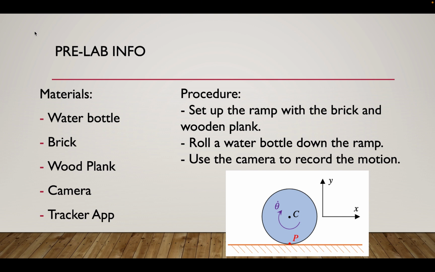So, procedure: setting up the ramp with the brick and wooden plank, rolling the water bottle down the ramp, and using the camera to record the motion. Here I just included a sample of what we're trying to find. We're trying to find this contact point velocity over here, basically at the bottom of the ramp. So with that data and the angular velocity at the bottom, we're just trying to find the bottom point's velocity.